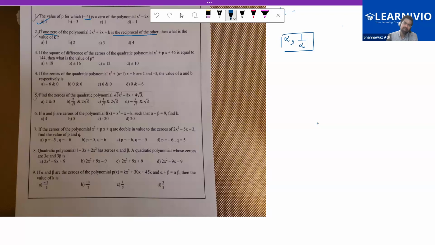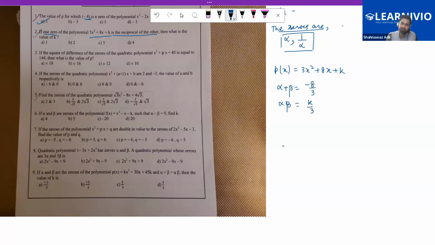Now, what are the pieces of information we know about this polynomial? We have to find the value of k. So we have the terms 3x square plus 8x. About the polynomial, just remember what you have learned: the sum of the zeros and the product of the zeros. Sum of the zeros would be -8 by 3. Product of the zeros would be k by 3.